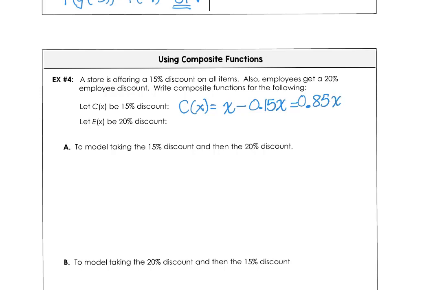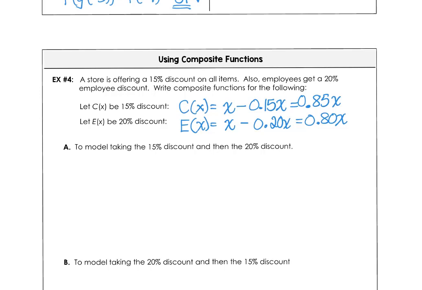And the 20% discount for employees, we're going to call that E of X. That would be the price of the item minus 20% if you're the employee. So you're going to pay 0.80 of the price of the item.